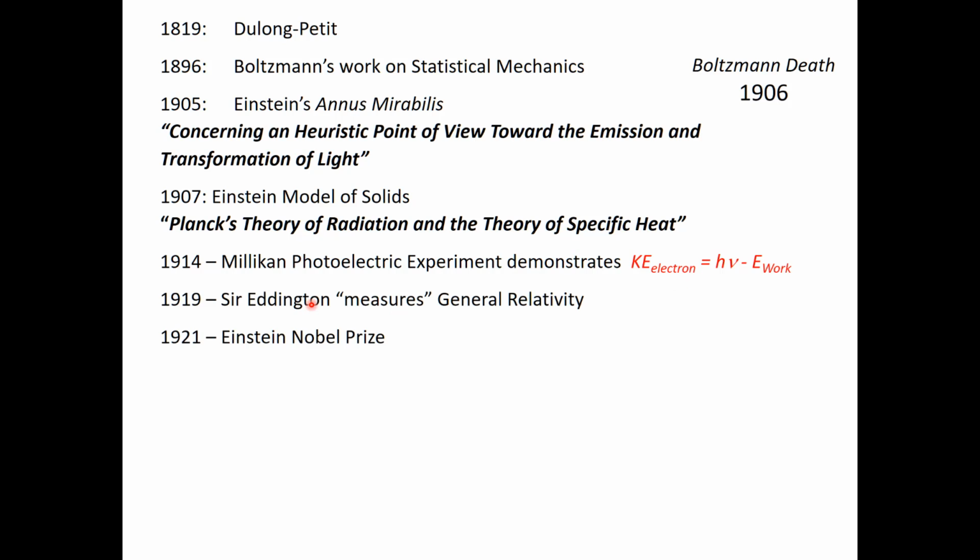In 1919, in the meantime, Einstein's also working on general relativity. So Sir Arthur Eddington from England, he quote-unquote measures general relativity. He does this solar eclipse, and he measures the light bending from the sun around the moon. It turns out that his error bars are actually too big to make a real rigorous conclusion, but he publishes the result anyway, saying that Einstein was correct.